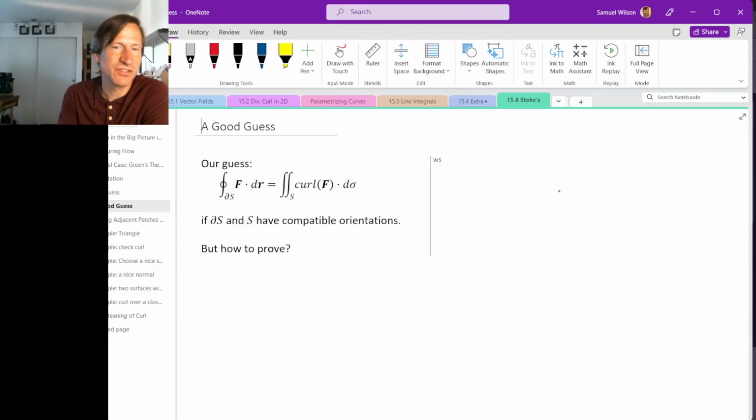So we have this guess for the relationship that we think we might have between line integrals and a surface integral of the curl of the vector field when we have compatible orientations. But how could we actually prove this?